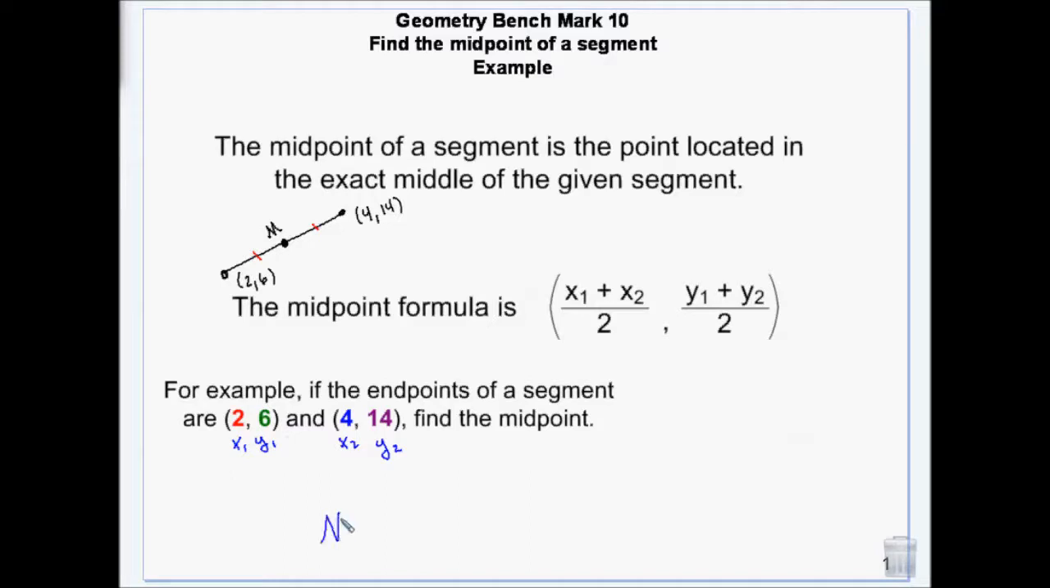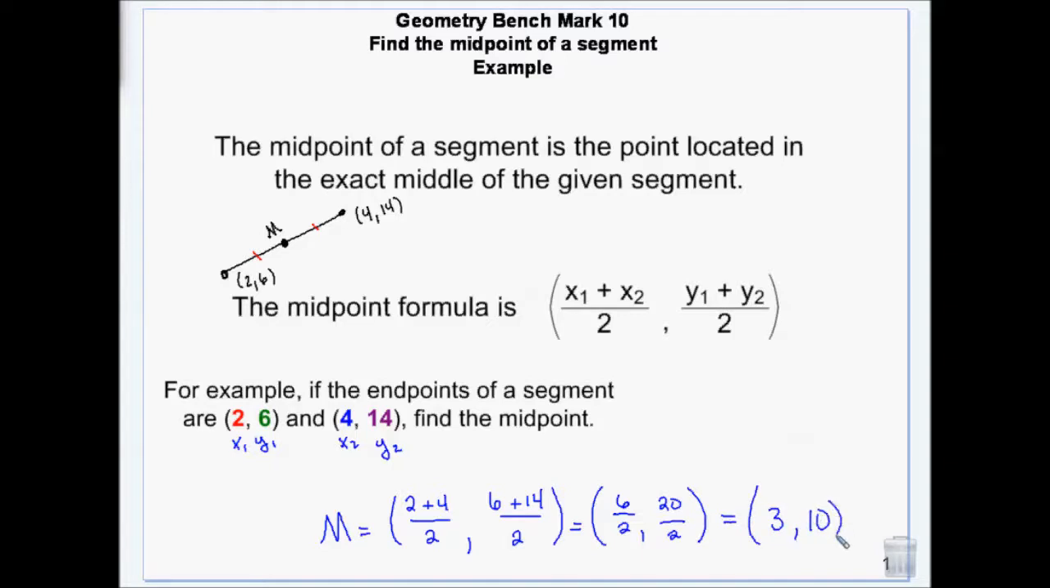So to find the midpoint, I'm going to plug those points in. So x1 plus x2 divided by 2, comma, y1 plus y2 divided by 2. Well, 2 plus 4 is 6. 6 plus 14 is 20. I can divide both of those by 2 and I get 3, 10. So this midpoint would be located at 3, 10.